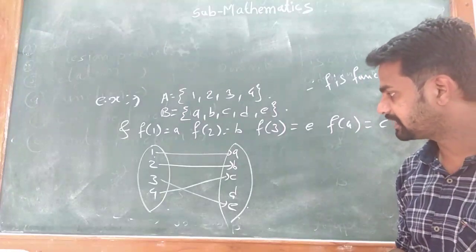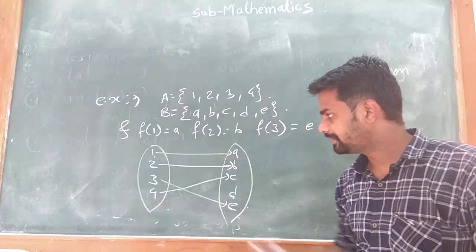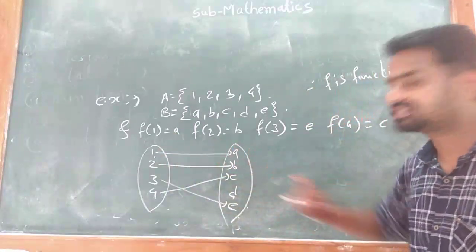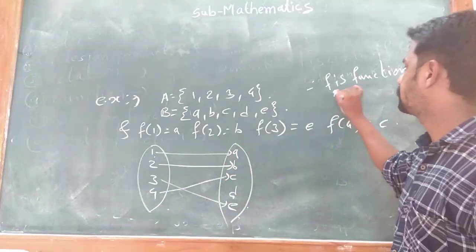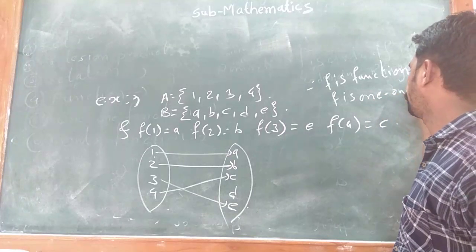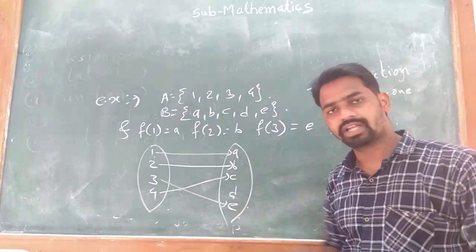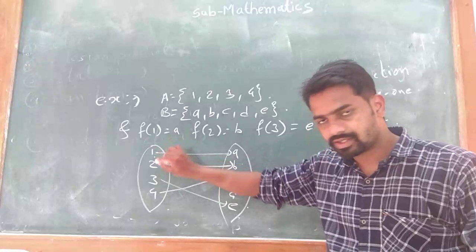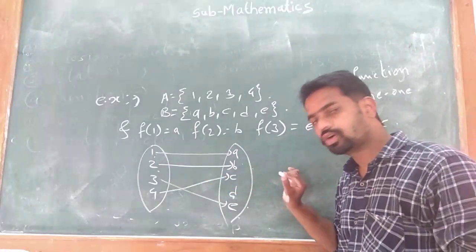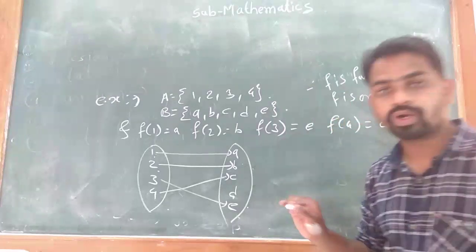Now we will check the one-one function. Here we see any two distinct elements have distinct images, so F is one-one because any two distinct elements in a domain have distinct images in a codomain. So this is a one-one function.